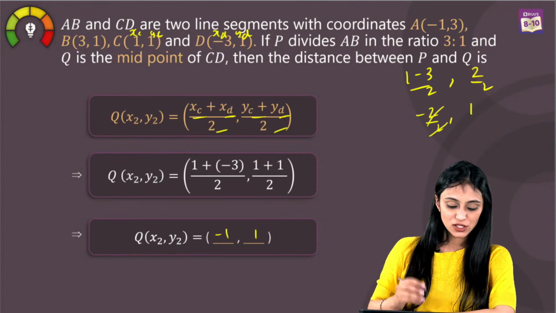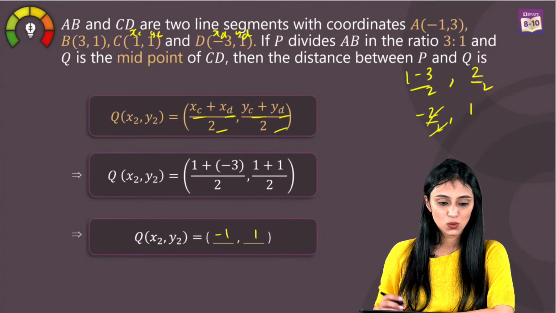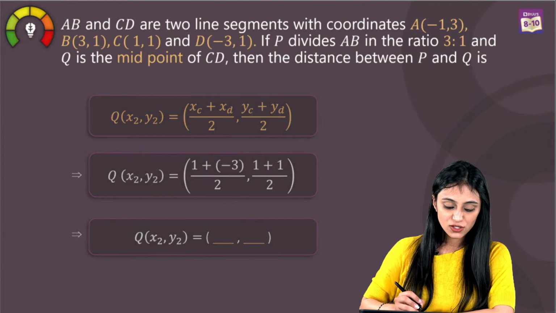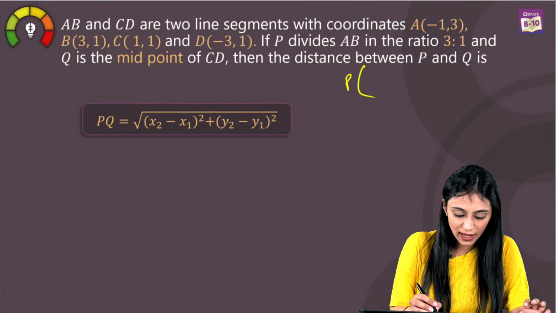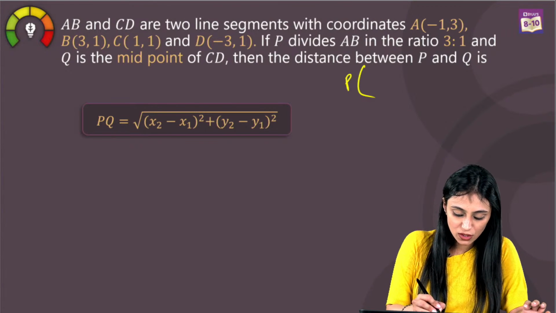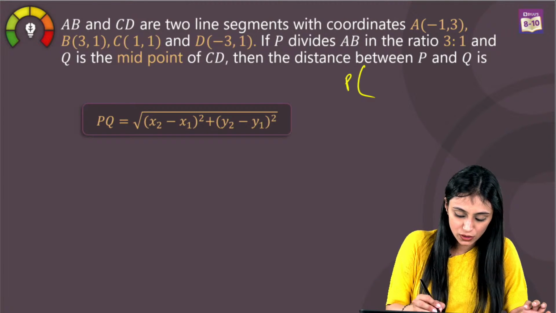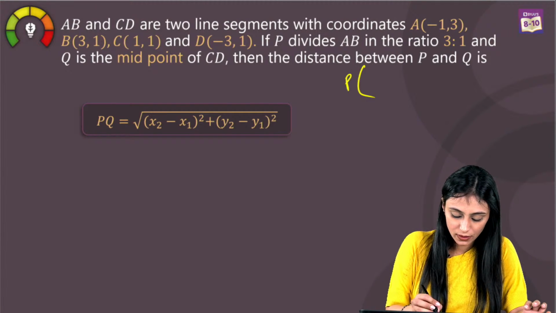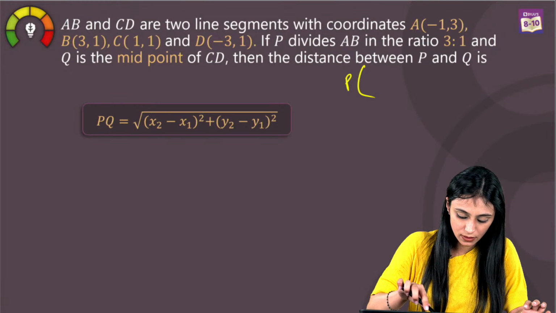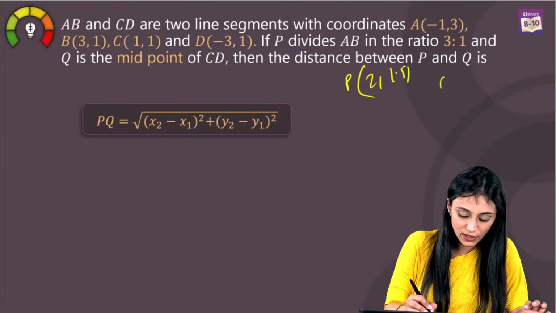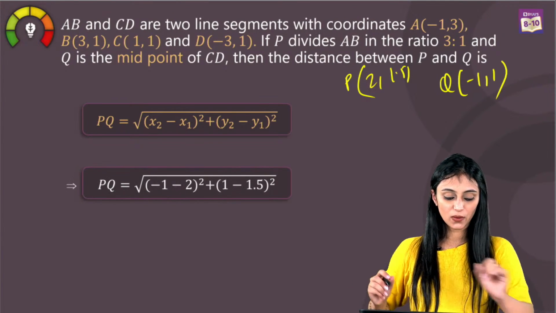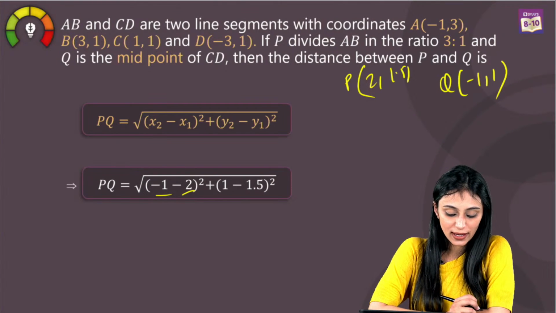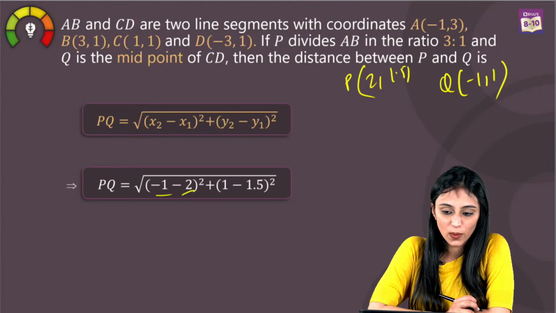All right. So we have got the coordinates of Q from here, which is (-1, 1). Coordinates of Q are here, coordinates of P we have got. So what are the coordinates of P that we have? Coordinates of P, we just got, that it was (2, 1.5), and coordinates of Q was (-1, 1). Now let's put all the values over here. So we get (-1 minus 2) whole square and (1 minus 1.5) whole square.